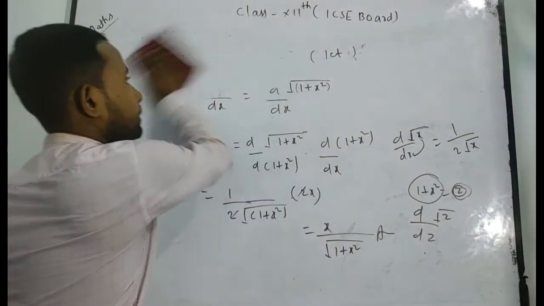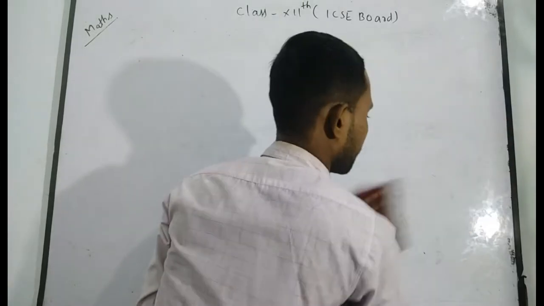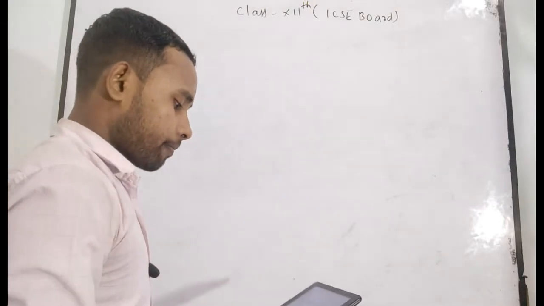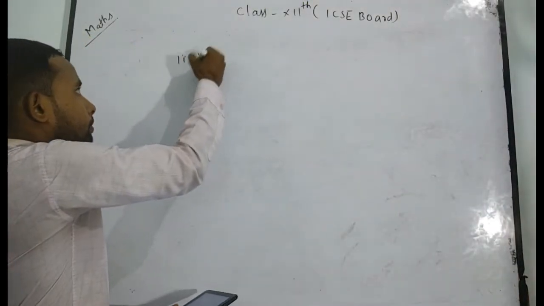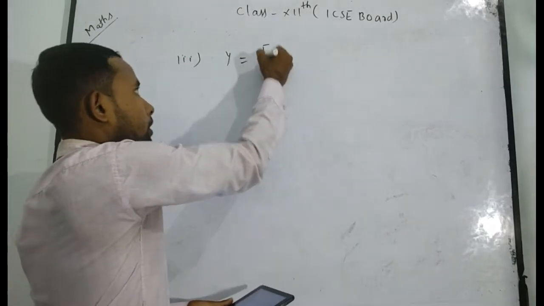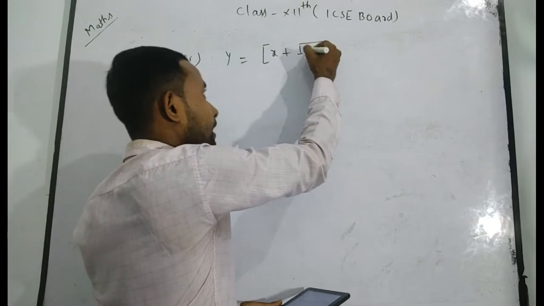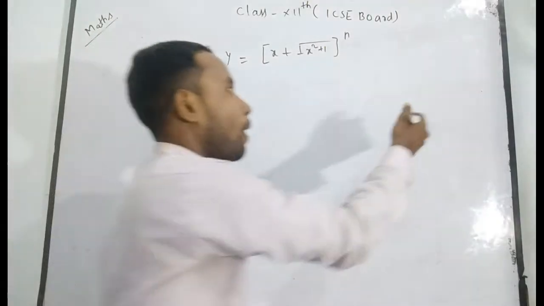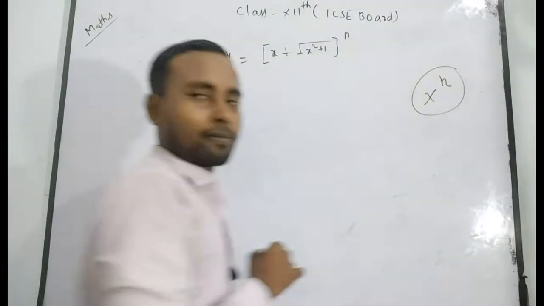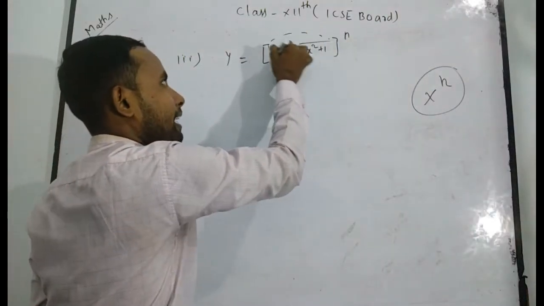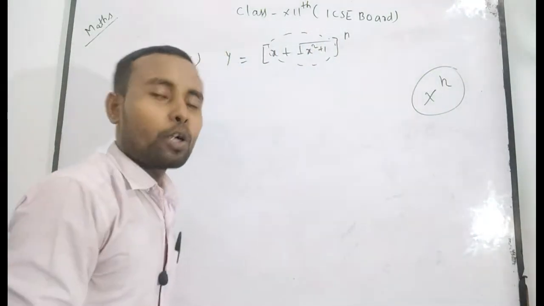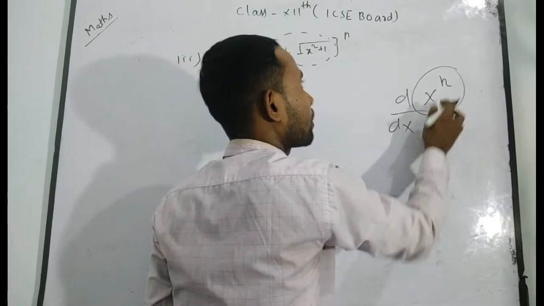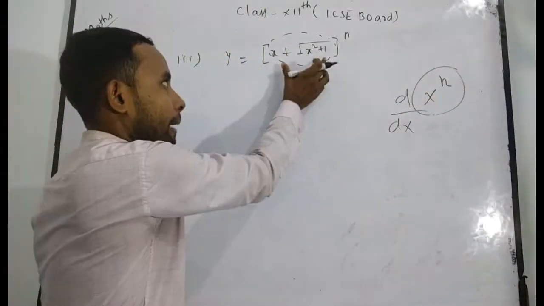The next example will be the third. Here given that y is equal to x plus root under x square plus 1, whole to the power n. This is nothing but a form of x to the power n. Suppose that this term is equal to capital X, then in that case it becomes X to the power n. So it can be differentiated only with respect to capital X, where capital X is equal to what? The whole term in the bracket.